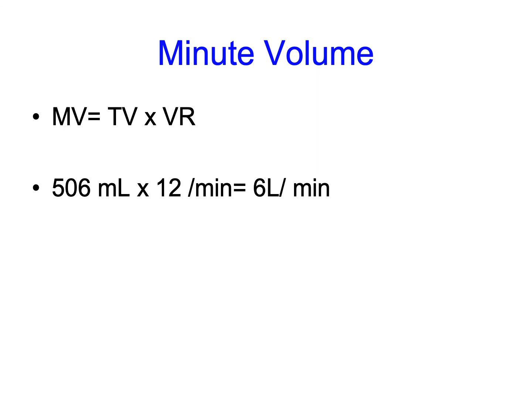Minute volume, you guys will need to know. Minute volume is tidal volume times the ventilatory rate of your patient. So we have that 506 mLs, which was our tidal volume, and we'll say our patient's breathing 12 times a minute. That comes right out to 6 liters per minute.